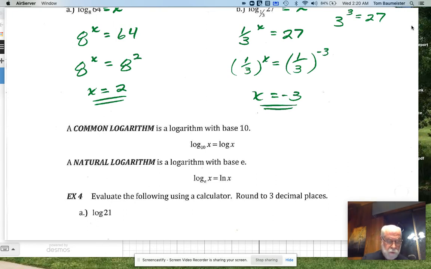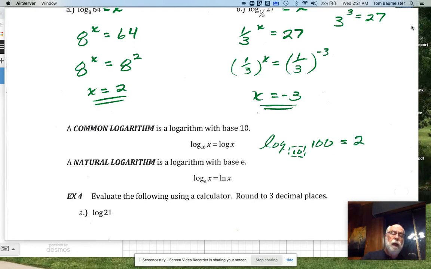Okay. So just a couple real quick definitions. A common logarithm is a logarithm with a base 10. So log to the base 10 of x is equal to log of x. So on some calculators, if you just put log, a lot of them will put a little screen down here and you would put it to the base 10. Some of them don't have that. Some of them do.